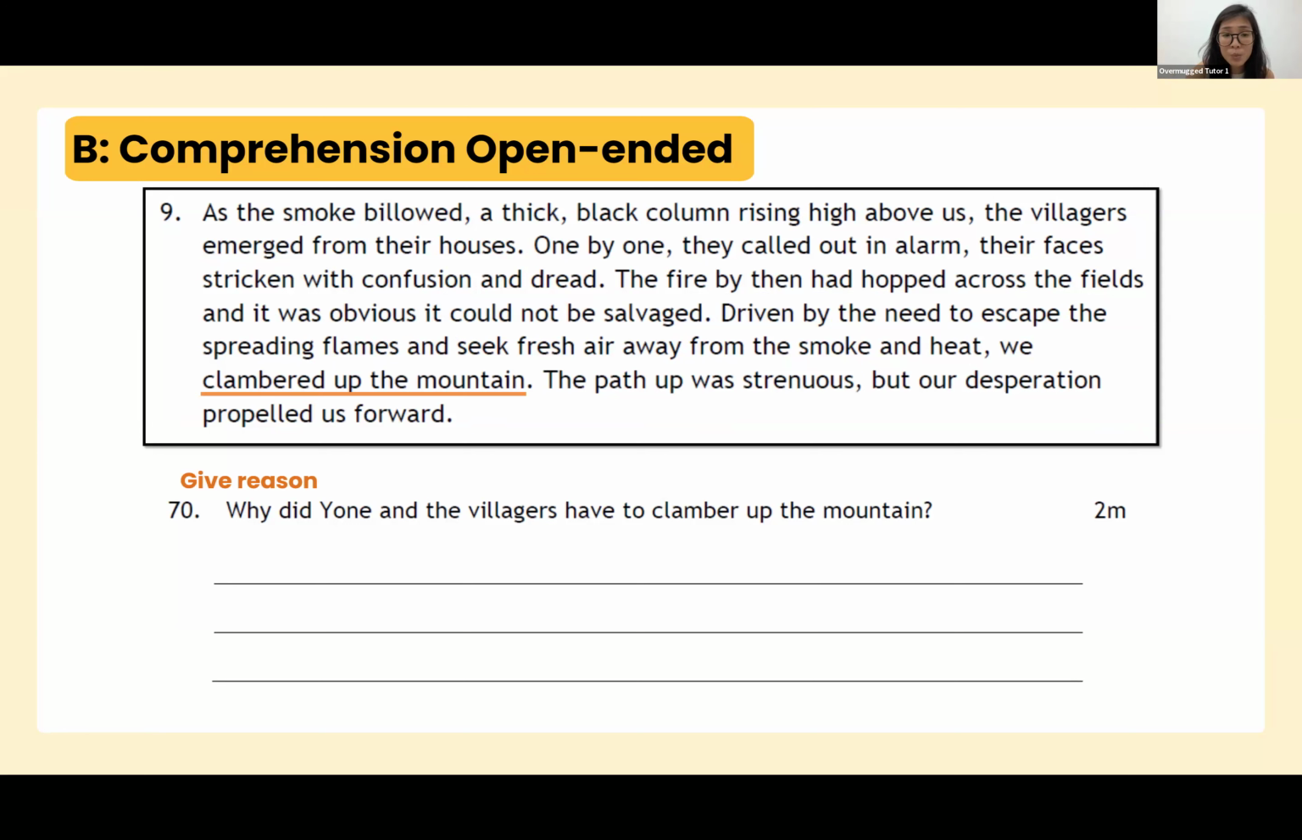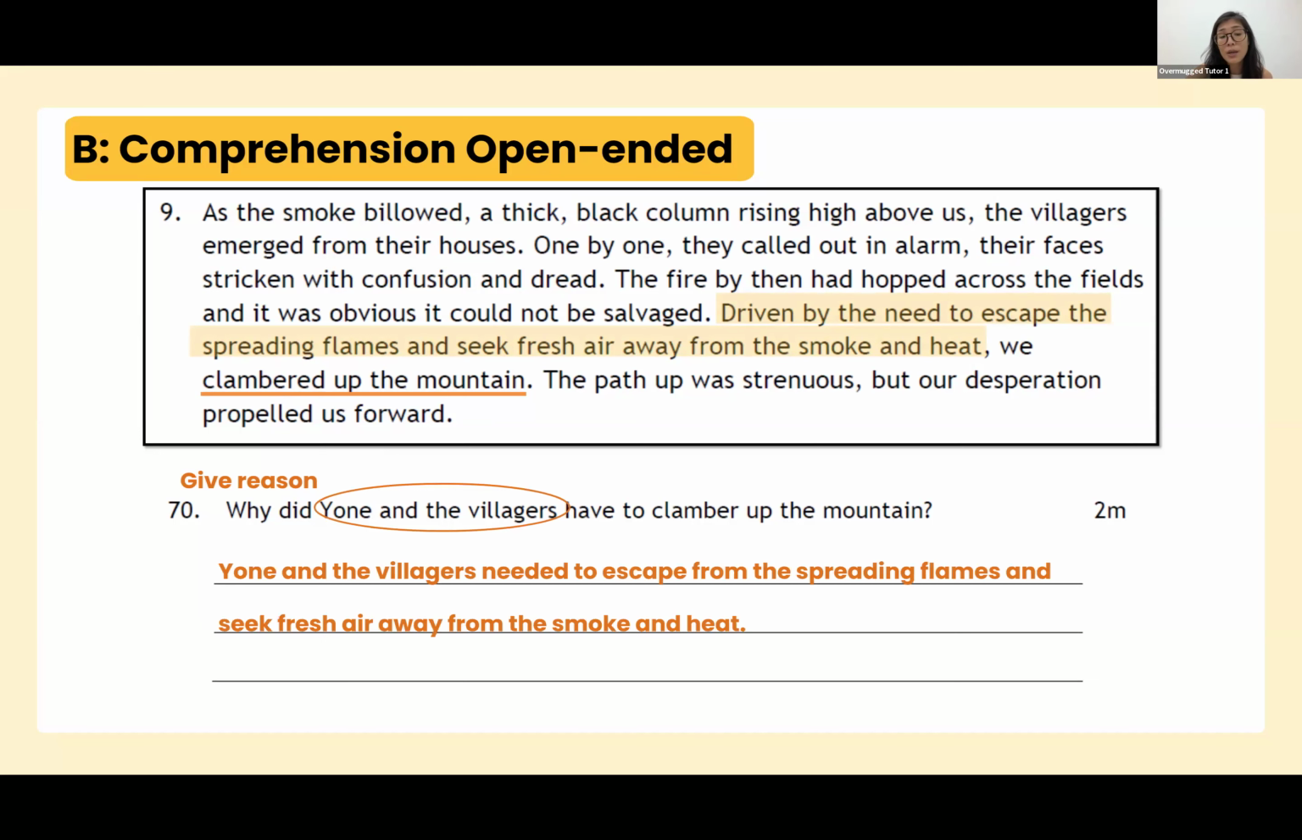So look around this line. Should I be finding the reason before or after? Now, if you had said before, you're on the right track. The clues are these 2. They were driven by the need to escape the spreading flames and to seek fresh air away from the smoke and the heat. Now, with this clue, be sure to start your answer with the correct subject, which is Yone and the villagers. You can say Yone and the villagers, or you can simply say they. They needed to escape. And that would be the answer.